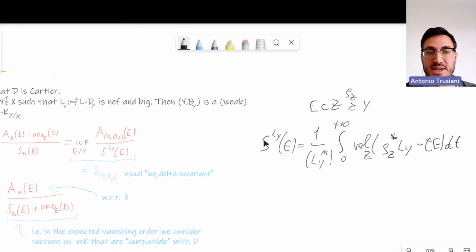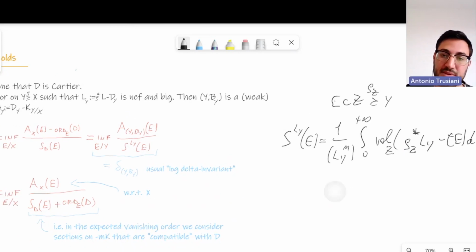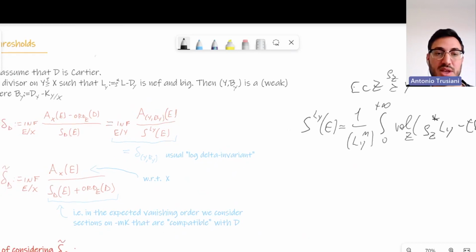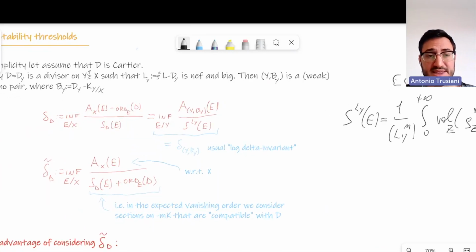So the formula is similar to the other one, but with respect to this line bundle L_Y instead of L, the respective vanishing order. But an important point is that in the numerator we have the log discrepancy of E with respect to this pair, (Y, B_Y). So roughly speaking, this delta invariant encodes positivity of divisors above Y with respect to this pair. While for delta tilde, in the numerator we just have the usual discrepancy with respect to X.